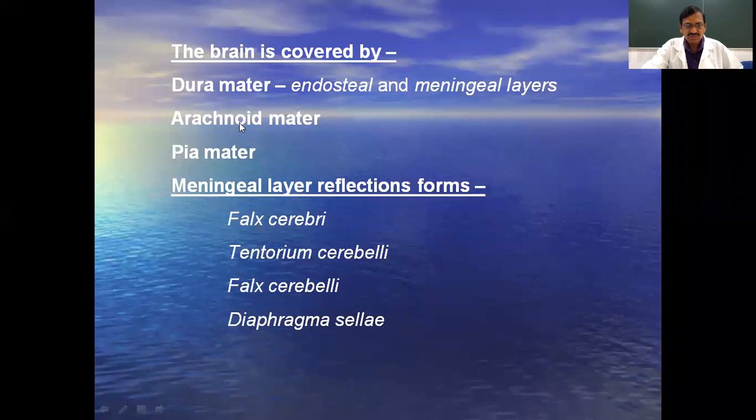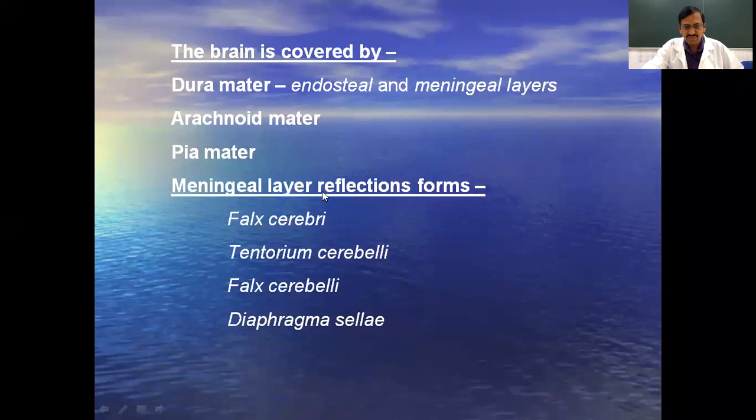These are the three layers of the meninges: outermost is the dura mater, next is the arachnoid mater, and then the pia mater. Next, this dura mater again is divided into two layers: the endosteal layer, the outer layer, and the meningeal layer, the inner layer. The inner layer of the dura mater is folded on itself, and it takes part in the formation of the folds of dura mater.